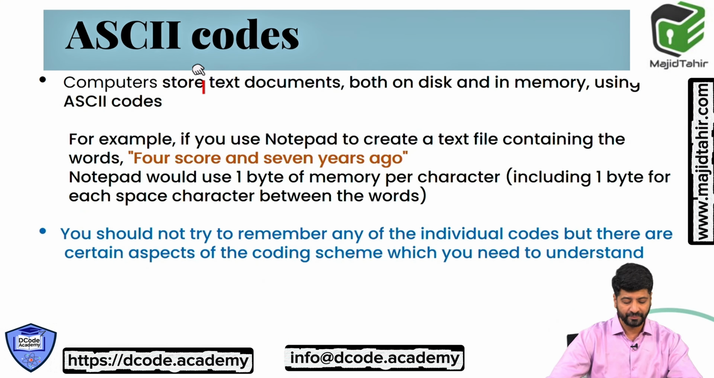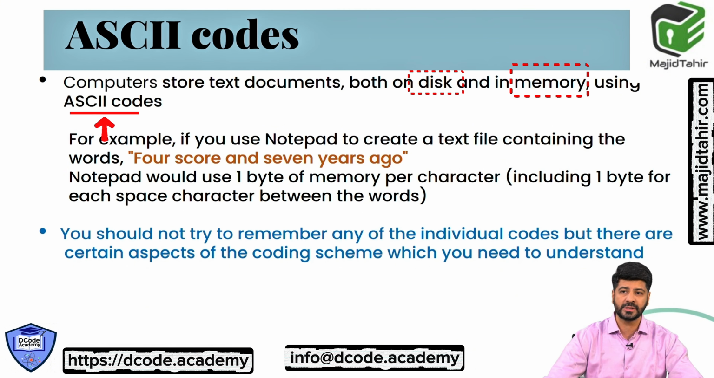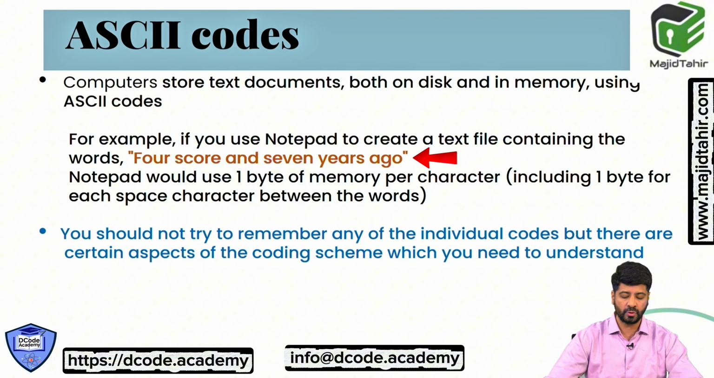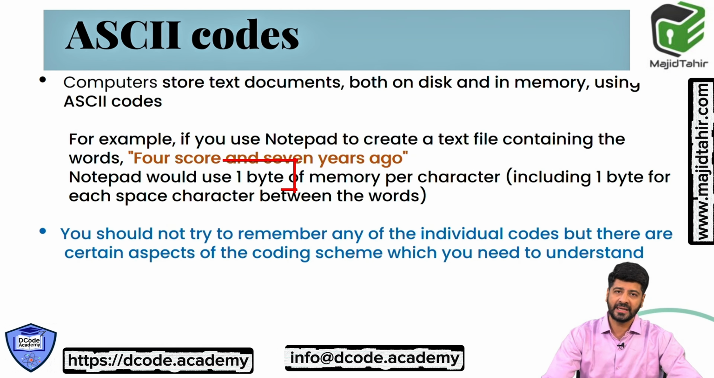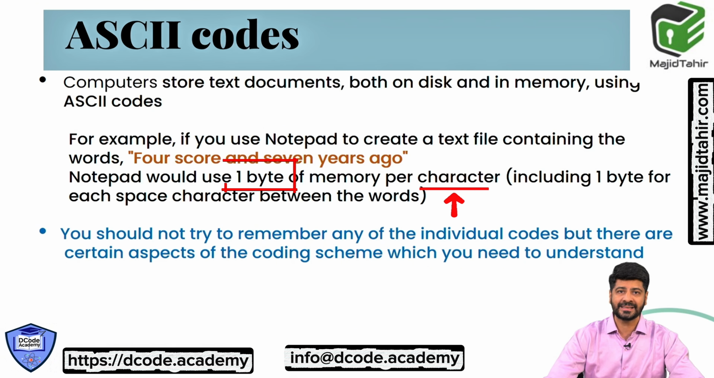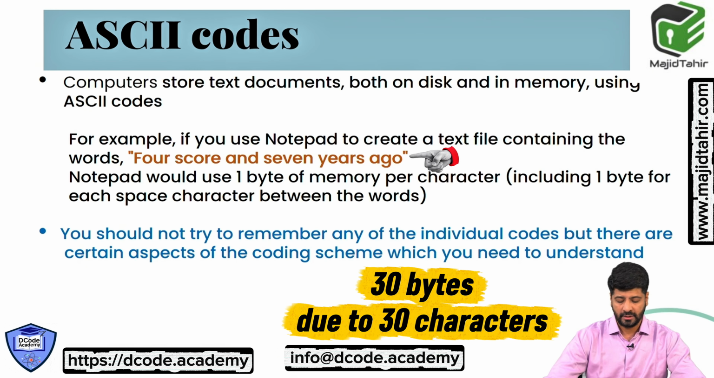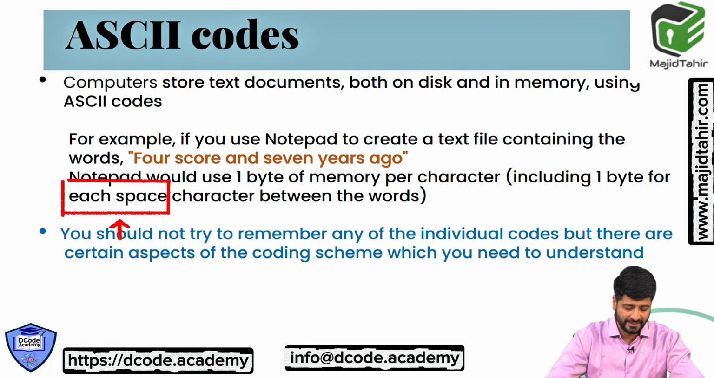Computers have to store text documents both on disk and in memory using ASCII codes. ASCII codes are normally used for the English language. For example, if you use Notepad to create a text file, for example, "Force code in 7 years ago", this text has to be converted into binary. Every character on the screen takes exactly 1 byte, so it's going to be 30 bytes long when converted into binary. Notepad uses 1 byte of memory per character, including 1 byte for a space.